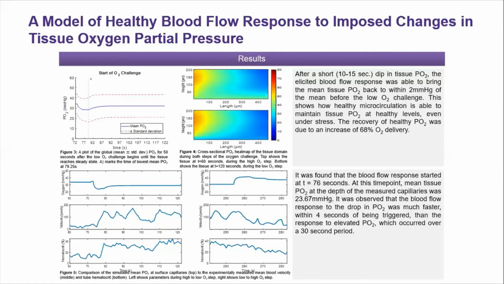In the bottom figure, the mean oxygen pressure at the depth of the observed capillaries is compared to the blood velocity and hematocrit. The plots on the left show the properties plotted over the time of the step down in oxygen pressure, while the plots on the right show the properties plotted during the step up. On the left, a fairly quick blood flow response can be seen after the decrease in oxygen pressure, with velocity increasing after 2 seconds and hematocrit after 5. On the right, the response is much slower and more gradual, which indicates that the response is only stimulated by low oxygen pressure rather than high.